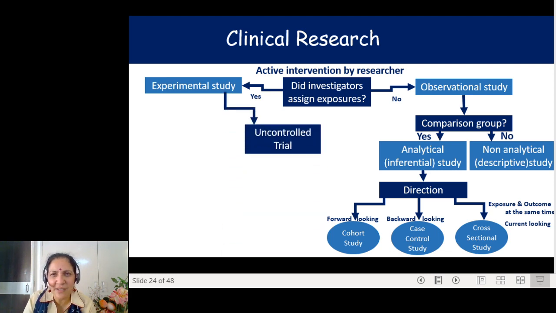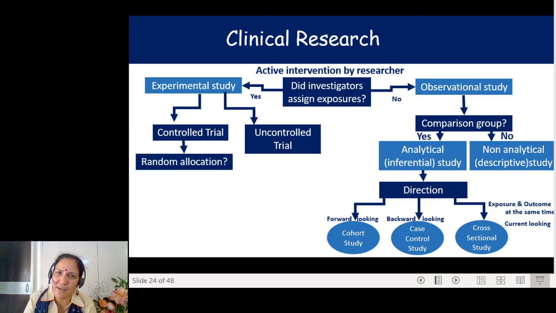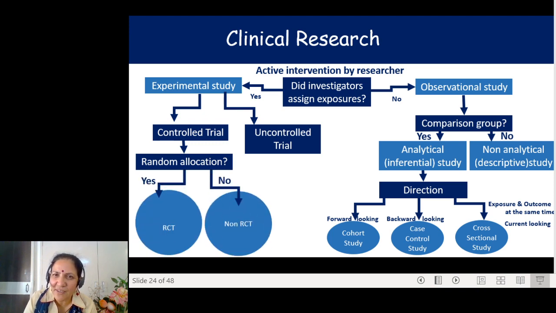In experimental study, there are two types of trials. It can be an uncontrolled trial or it can be a controlled trial. In a controlled trial, if there has been a random allocation, then it is a randomized controlled trial. And if not, then it is a non-randomized controlled trial, also sometimes known as a quasi-randomized study. And this I will be discussing subsequently, in a separate talk on randomized controlled trials.